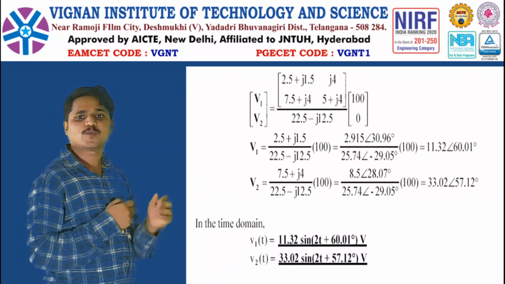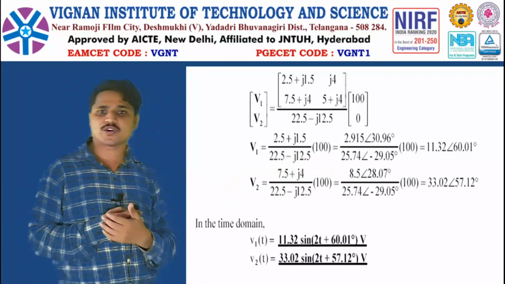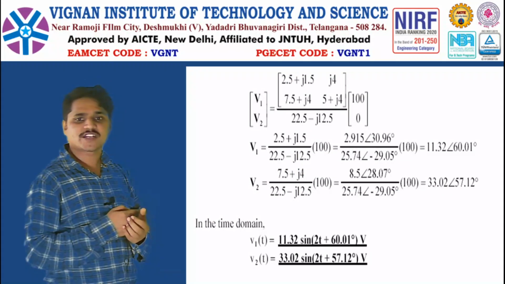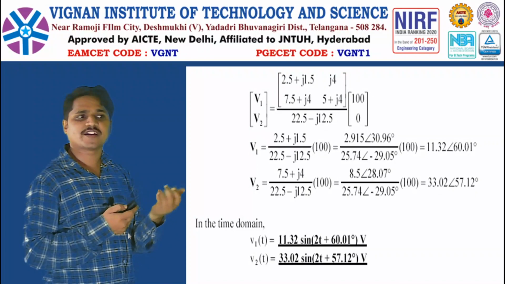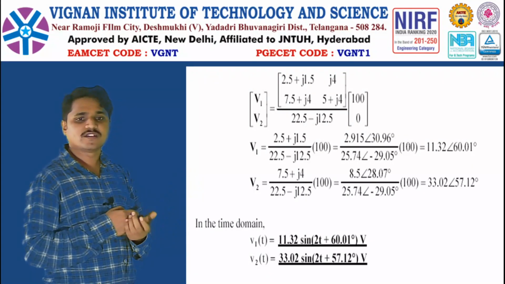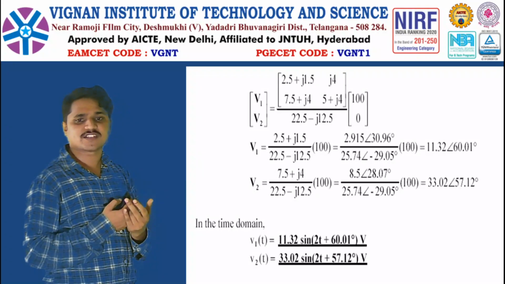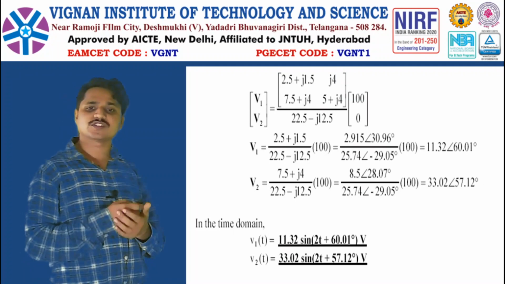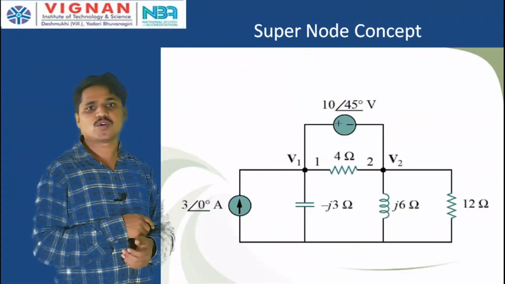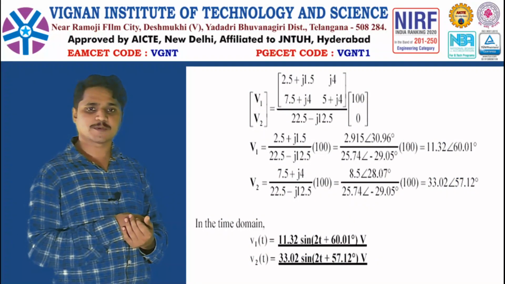Now, once you solve this V1 and V2, you get the values in polar form: V1 is 11.32 at an angle 60.01 degrees and V2 is 33.02 at an angle 57.12 degrees. Once you get it in polar form, you can easily write it in the sinusoidal form. So V1 is 11.32 sin(2t plus 60.01 degrees), V2 is 33.02 sin(2t plus 57.12 degrees), where 33.02 is the magnitude and 57.12 is the phase. Okay. So, this is how to solve the given network by using the nodal analysis principle.